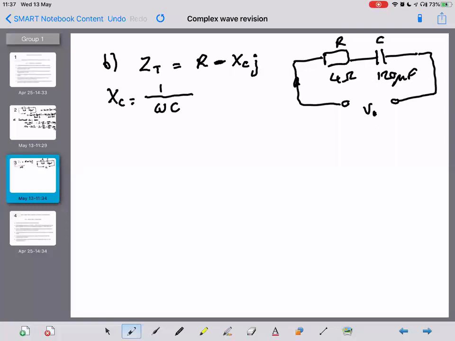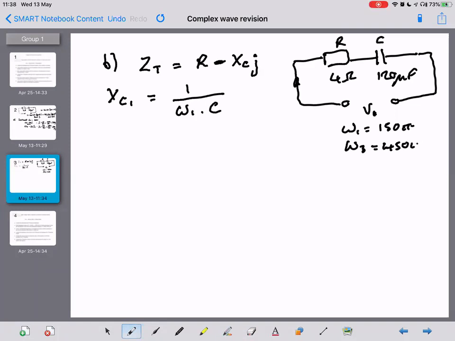What you need to be careful here is we're looking for XC at the fundamental. So we need to make sure we're clear that we're talking about XC1 at the fundamental frequency, which is equal to 1 over omega 1 times C. Because we've got two frequencies in this question, remember? We've got omega 1 equal to 150 pi, and omega 3 equal to 450 pi. So we must use the right one.